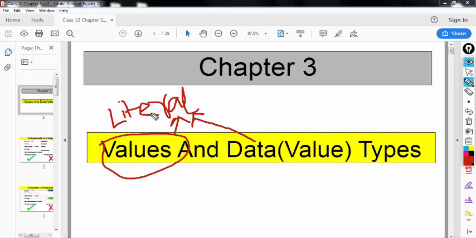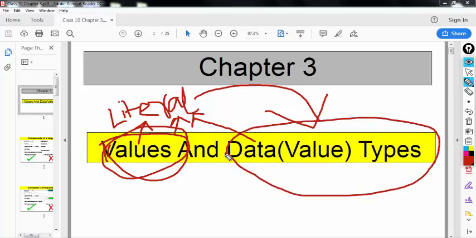So in this category of token, that is the literal kind of token, we'll see different literals along with their different types. Okay, we are going to study the literals and their different types. So literals and literal types, or values and value types, or values and data types, all these terms mean the same thing. So let's start.